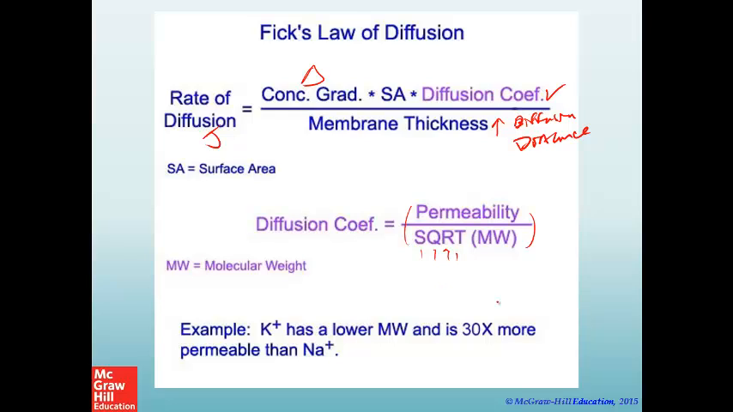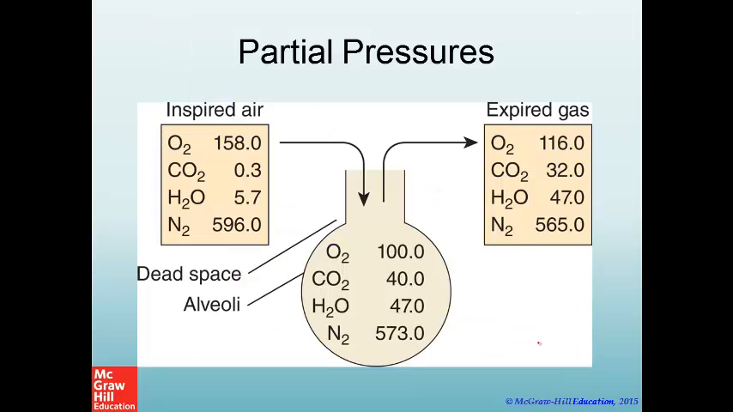So as an example, potassium has a lower molecular weight and is 30 times more permeable to membranes than sodium is. We've already established that from talking about action potentials and maintaining a resting membrane potential with potassium leakage current.